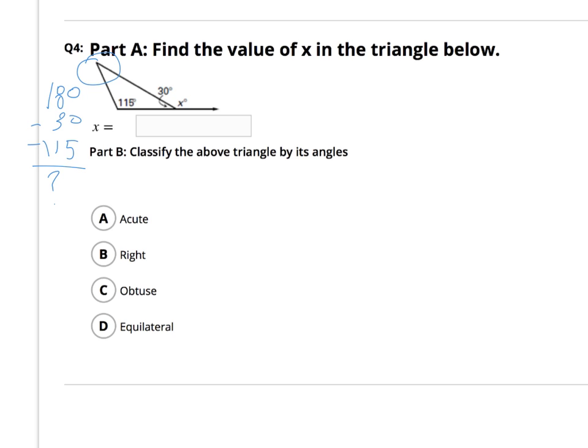Then what we want to do is, let's just call this angle A and angle B just for identification purposes. You're going to want to add those together. So to find x, x equals angle A plus angle B. Okay? And that'll give you the value of x. And then part B, is this an acute, right, obtuse, or equilateral triangle?